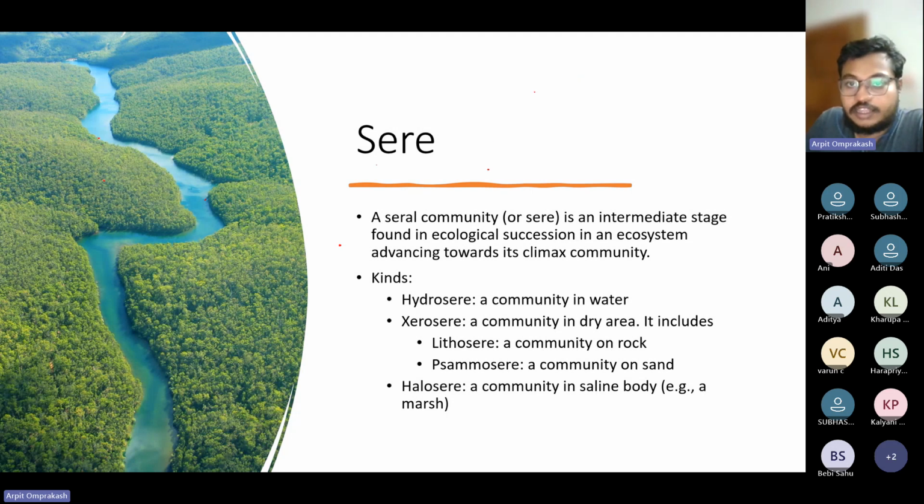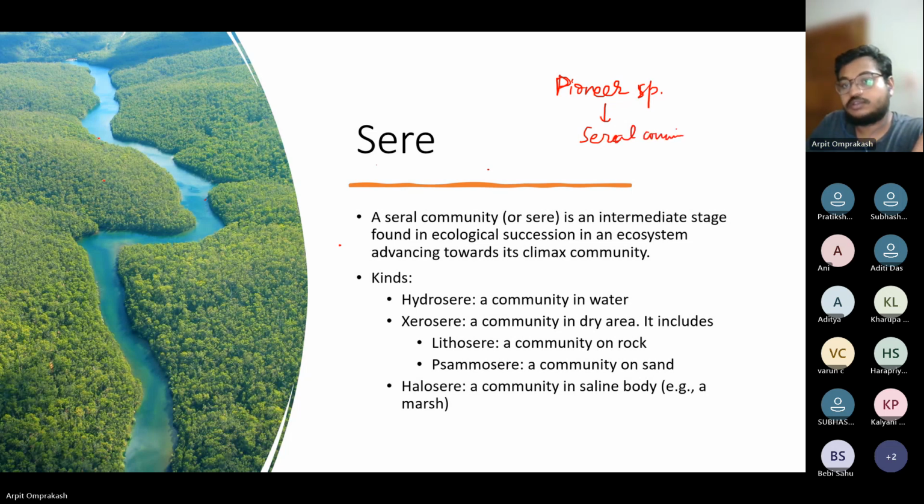So basically, initially there is nothing. Then we have a pioneer species. These are species which are initially found in a given area that is newly formed, or basically an area where no other organism is found. These then give rise to seral communities. So community one, community two, so seral community or seer, seer three and so on, and eventually these give rise to the final stage, which is called the climax community.